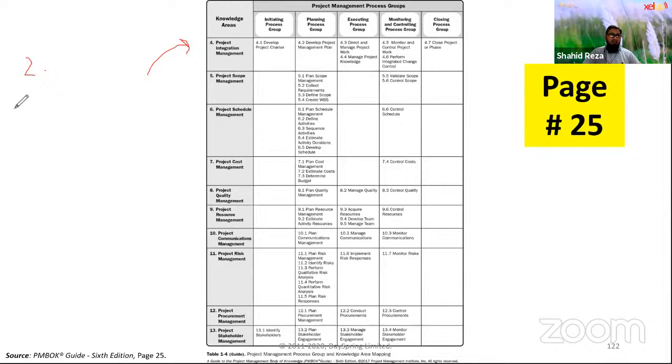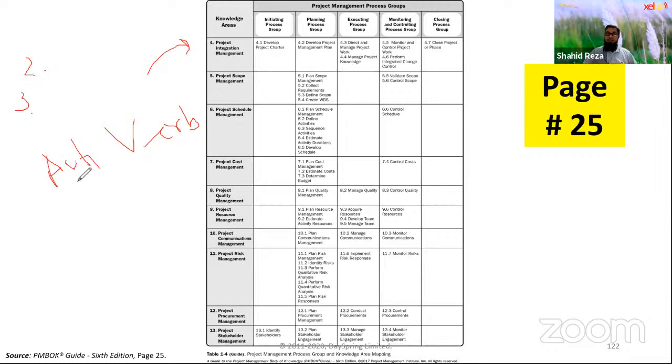Next, the third point is the names of the processes. If you closely see the names of the processes, what you will see is that every process starts with a verb. Have you seen that? Every process starts with a verb, and not only a verb, this is an action verb.